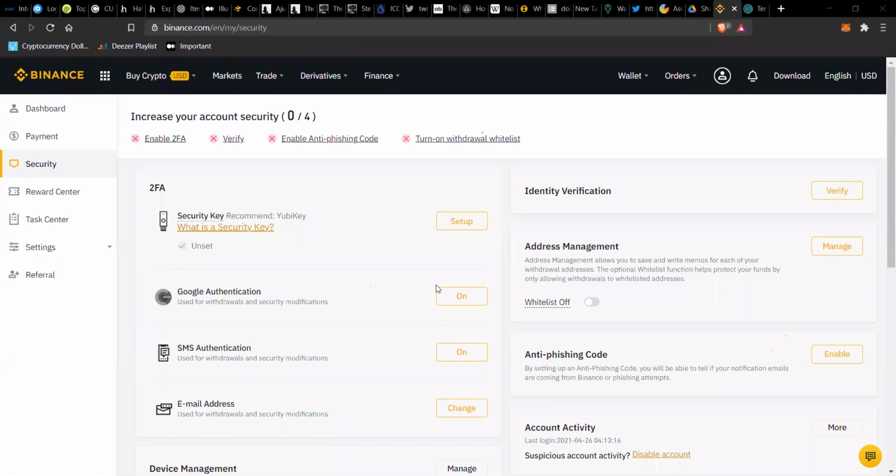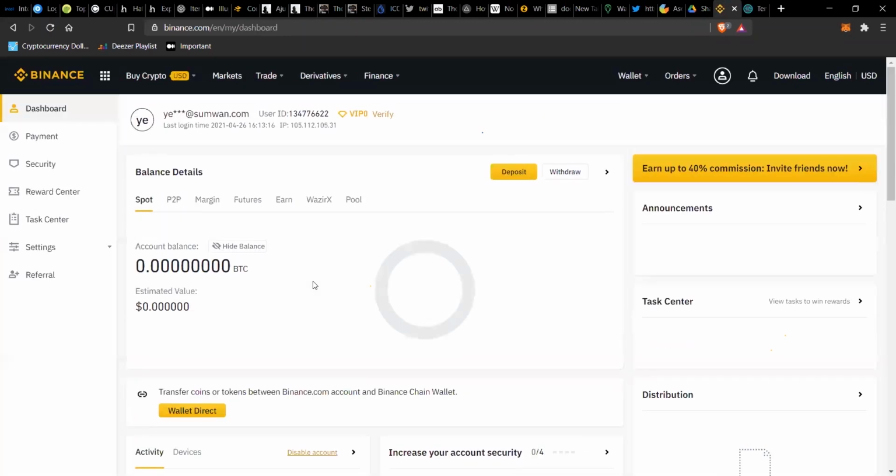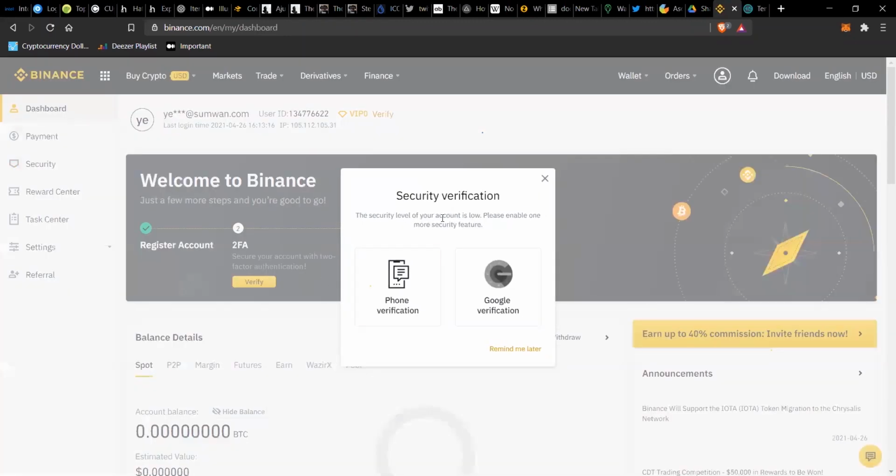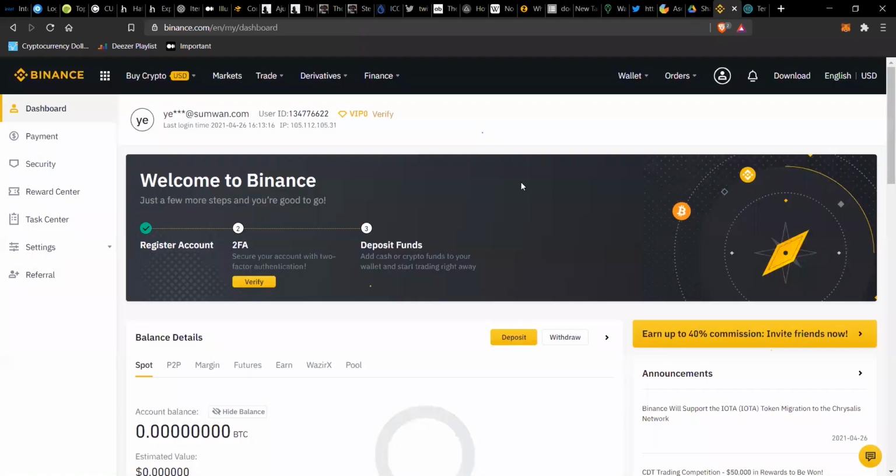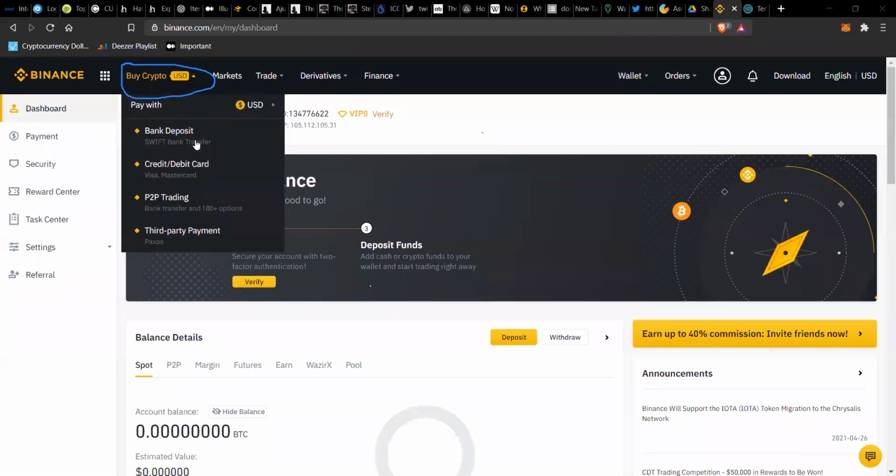So now moving on from there, the next thing you have to do is, now I was on the dashboard. So I'm taking you through the basics step by step, everything you need to know to get started, from the first screen you would see. So looking at this now, this is Buy Crypto. Now, once you click on this, you see bank deposits, credit card, P2P trading, and third-party payment.